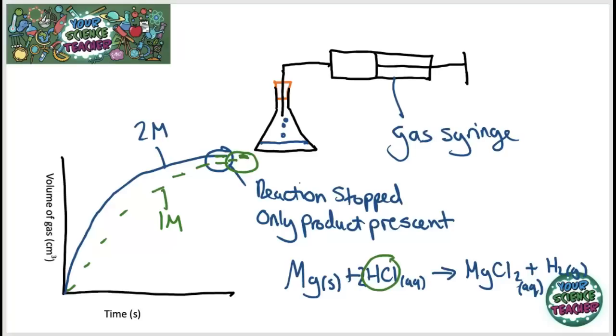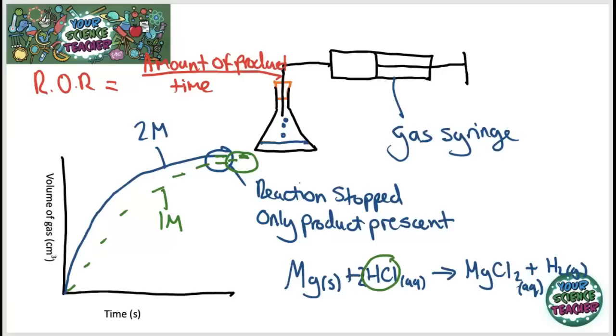But just before we move on, I want to quickly go into a definition of what we actually mean by rate of reaction. That's just the amount of product we're making in a certain amount of time. It could be the amount of reactant used up, but in this reaction where we're making a gas, we're going to be measuring the amount of product made in a certain amount of time. And as you can see by those two graphs, the blue line, which is more concentrated, is making product at a much faster rate.